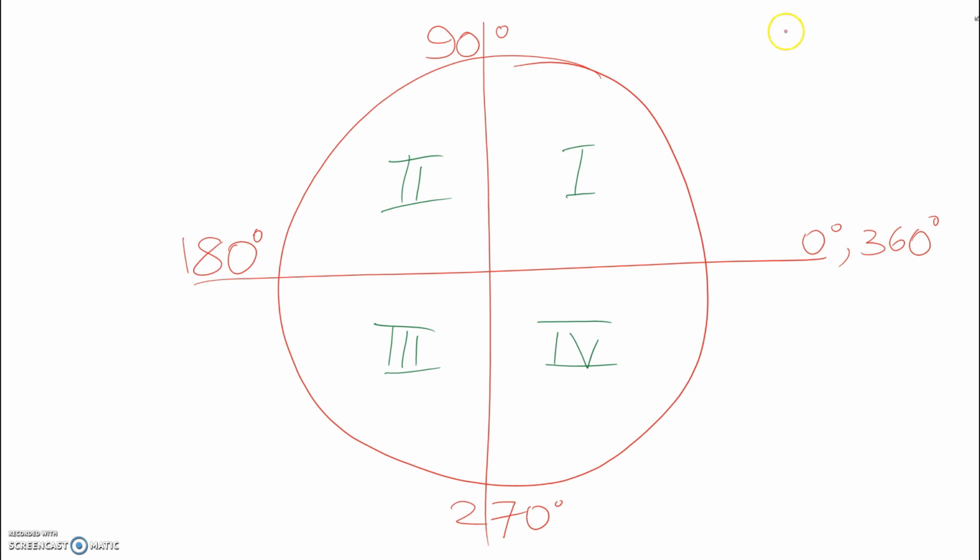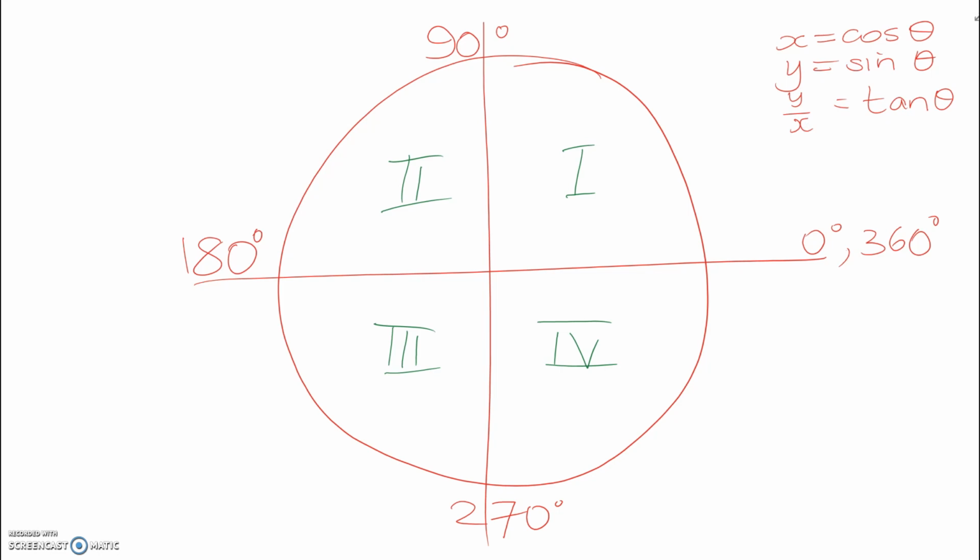Now we remember that our x-coordinate is the cos of an angle and the y-coordinate is the sine of an angle. And tan, we know, is going to be sine over cos.